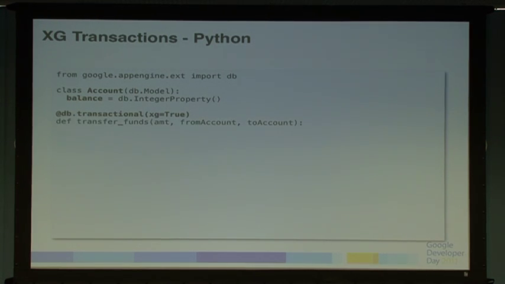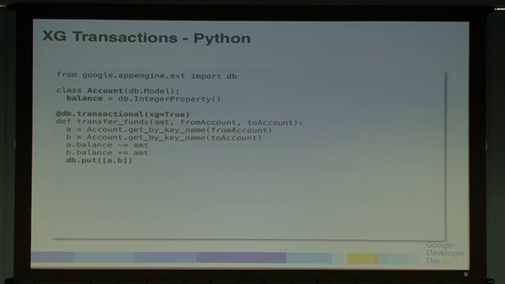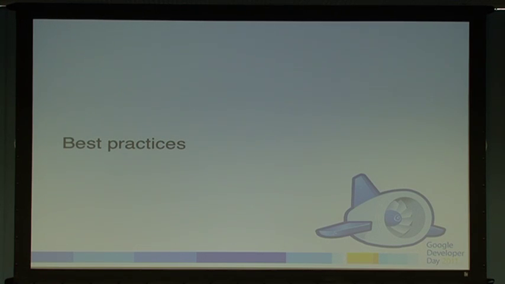So I have this transfer funds method, and it's going to take money out of one bank account and put it in the other. So I go to the datastore and I grab the two accounts. I move the money from A to B, and then I put both entities to the datastore. Now this will happen atomically. Either the money gets removed out of A and put into B, or nothing happens. I never get an in-between case where only one of the two things happens. So you can see that with XG transactions, suddenly I break open the boundaries of entity groups and I can do whatever I want. It's pretty cool.